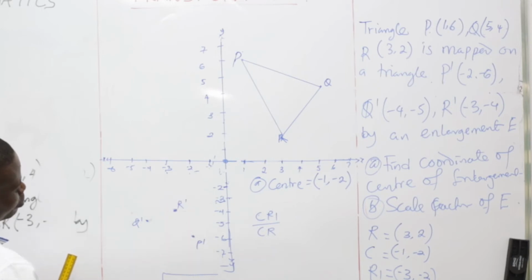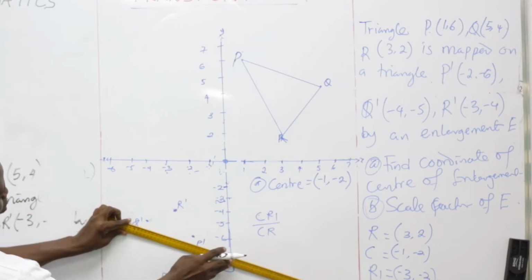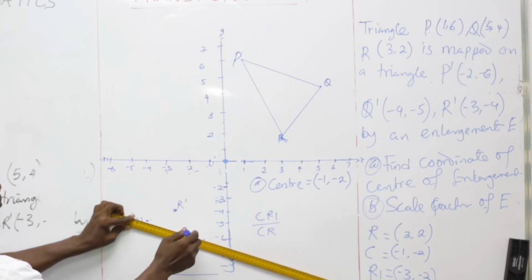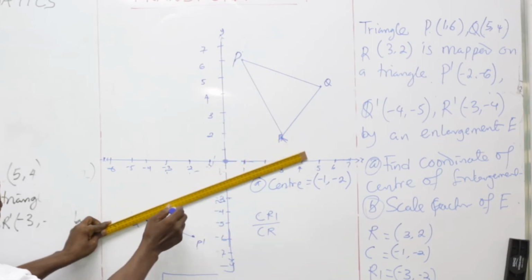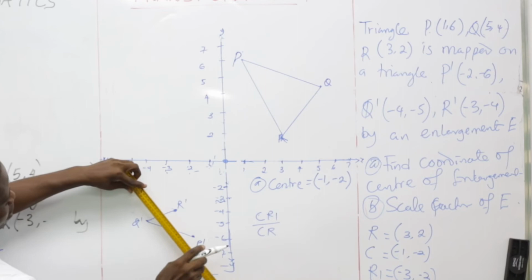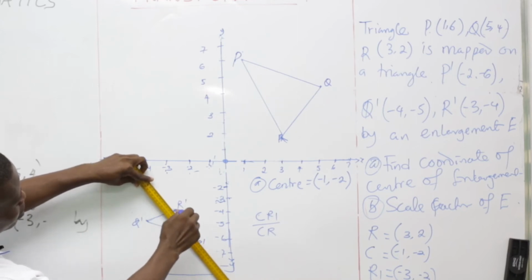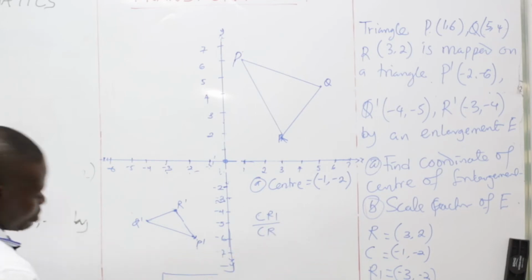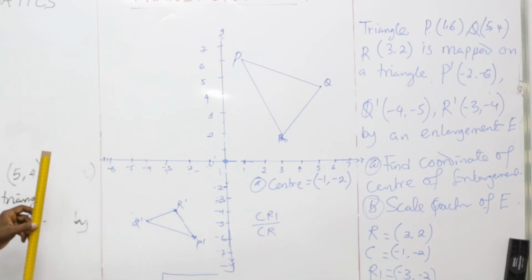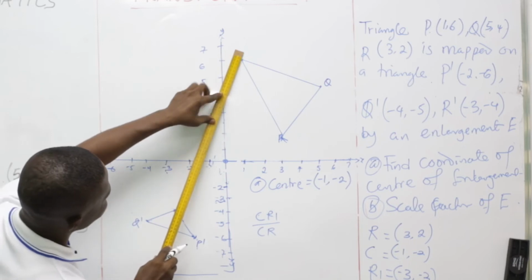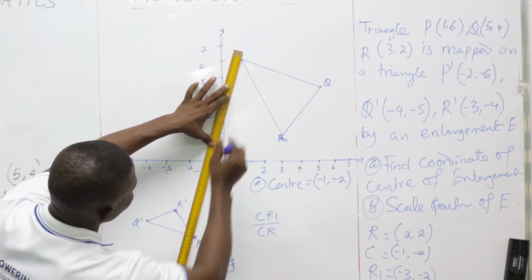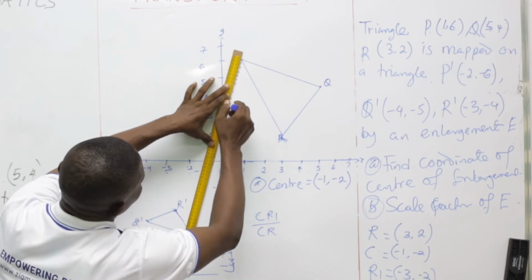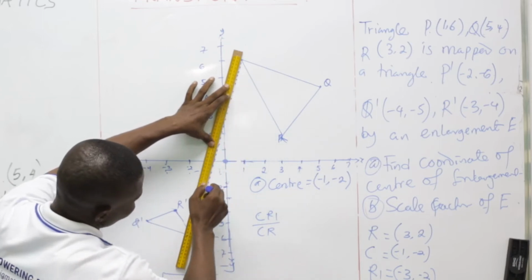R prime, join it. You join this way, and finally join this. Let us get our center of enlargement as the question demands. Center of enlargement: join P prime against P with a broken line. Take your time to do that.